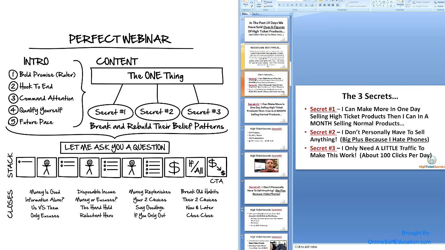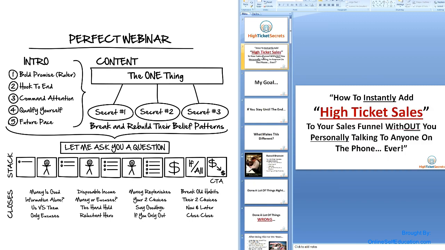Okay? If you look back here to my title, this was my one thing. One thing I learned from Dan Kennedy that was powerful, he said your one thing should always be something like this. It should be how to blank without blank. Okay, how to, and then insert what they want. So for the audience I was talking to, they all want high ticket sales. Everyone online right now is talking about high ticket sales. So how to instantly add high ticket sales to your sales funnel. Okay, that's what they want.